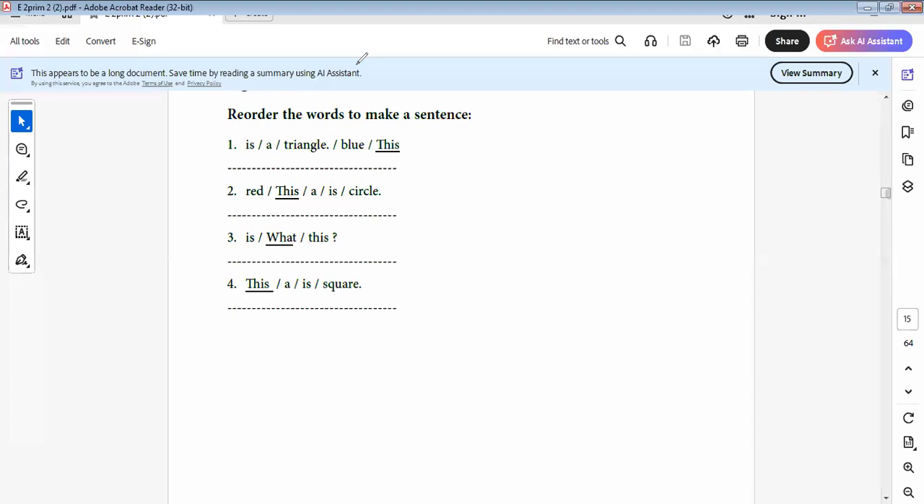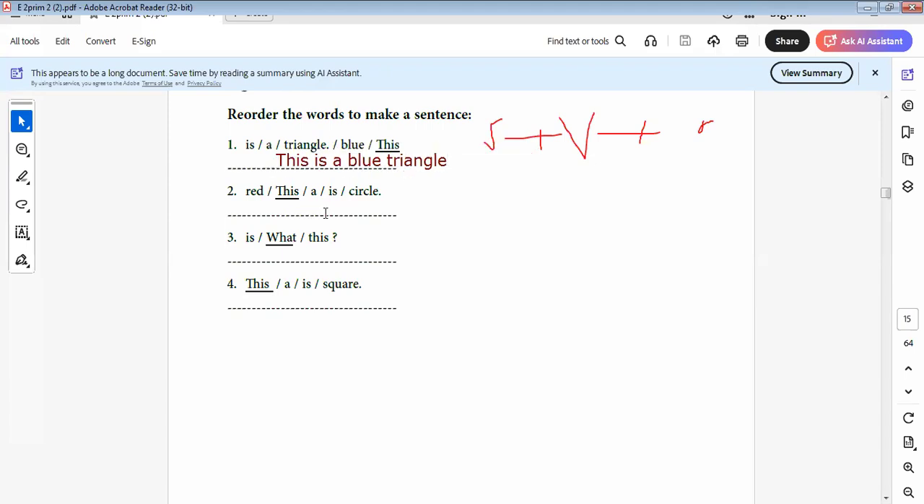Here we have subject plus verb plus object. Let's do this exercise together. Here we say, this is a blue triangle. This is a blue triangle.